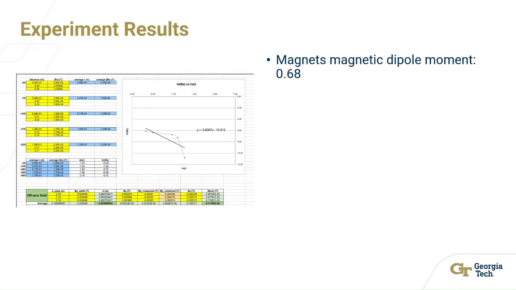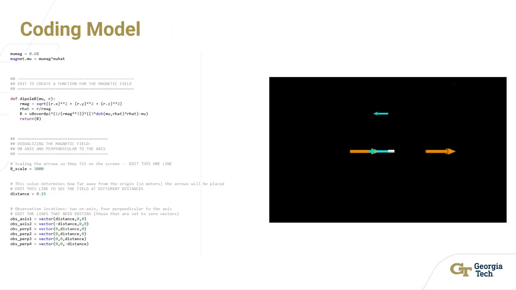By taking another look at the results, we can see that the closer the phone and the bar magnet are, the higher the X value of the magnetic field is. We can use the data from the graph to calculate the magnetic dipole moment of the bar magnet, which was 0.68 meters squared. We then use this value to help create the model for the experiment.